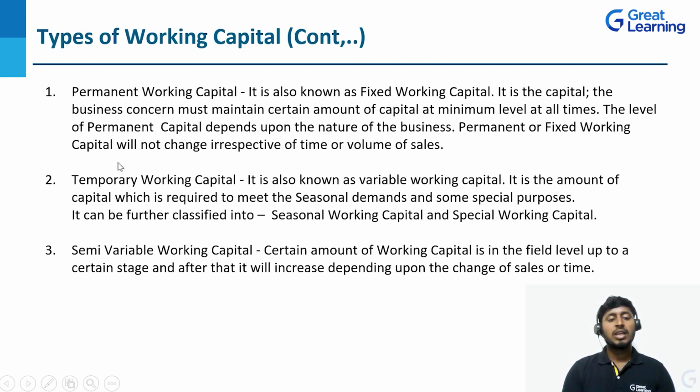Permanent or fixed working capital will not change irrespective of time or volume of sales. For example, per month the company is going to produce 10,000 units, and throughout the 12 months they need to produce 10,000 only. If they increase the number of units produced, then it may vary, correct? The same amount of products need to be produced continuously, then only it will be applicable, irrespective of volume of sales or time.